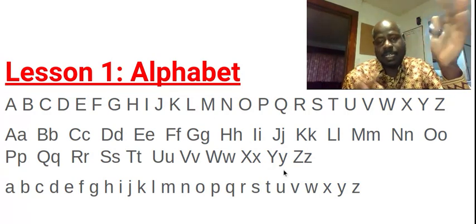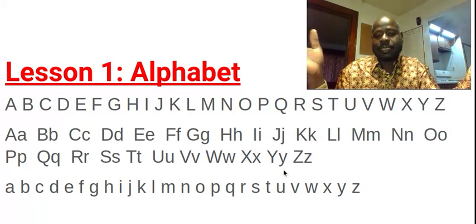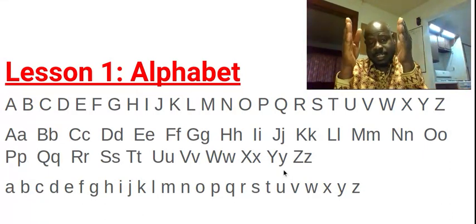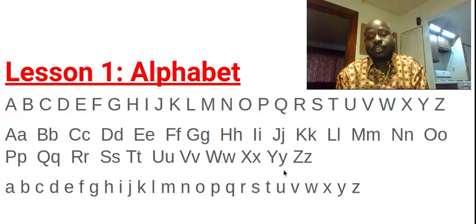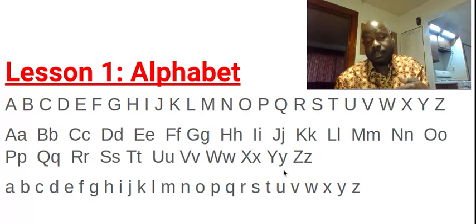Y, we have the big Y. It goes up, and the division is straight, like both lines that go to the bottom are straight. But the small Y not only goes down below the line, it is also like a V on top of the line, and the rest goes below the line.